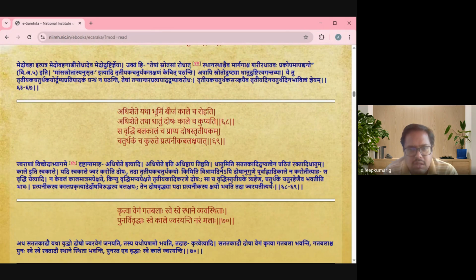So adishete yata bhumim bijam kale cha rohati. In the same way, adishete tata dhatum doshaha kale cha kupyate. So dosha involving the dhatu, dosha plus ama involving the dhatu, results in jwara at a particular time. So that is the speciality of Vishama Jwara.